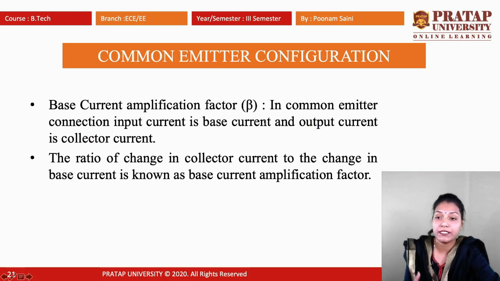So in a common emitter connection, input current is base current and output current is collector current. So the ratio of change in collector current to the change in the base current is known as the base current amplification factor. So beta is equal to delta IC upon delta IB, and it is known as the current amplification factor.